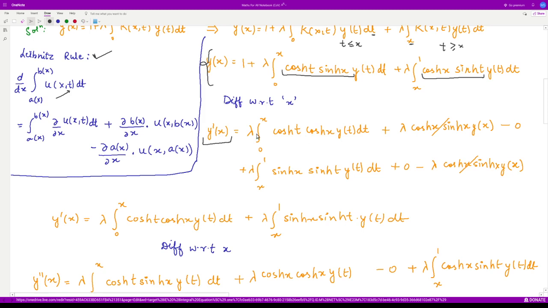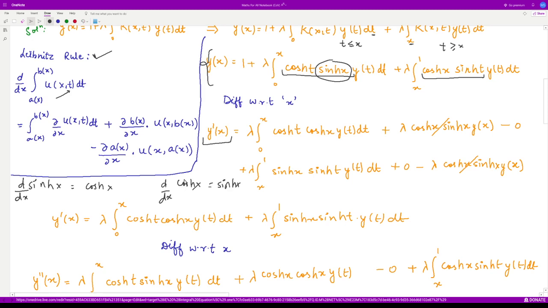So in the first term we have lambda as it is, integration 0 to x as it is, and the partial derivative of this whole term with respect to x. So only this is the term involving x. Moreover these are hyperbolic terms, so you should note the results that the derivative of sine hyperbolic x is equal to cos hyperbolic x, right? With respect to x, and similarly the derivative of cos hyperbolic x with respect to x is equal to sine hyperbolic x. So these are the results.